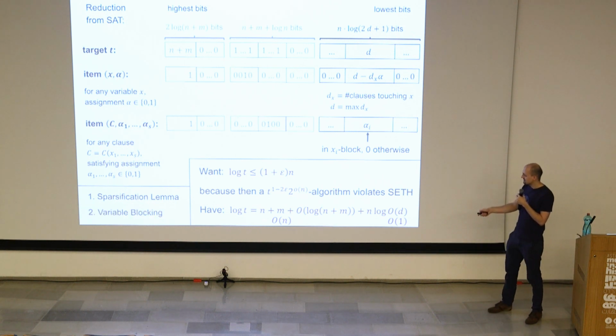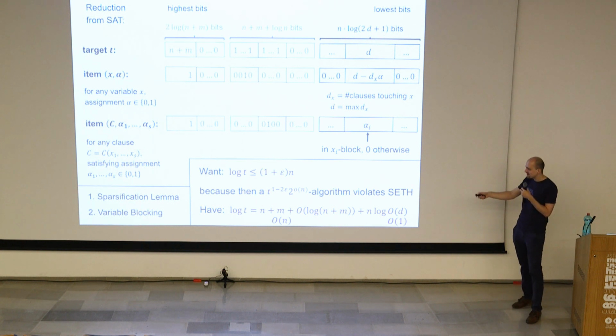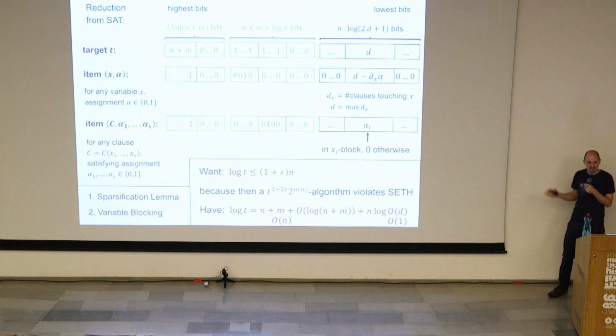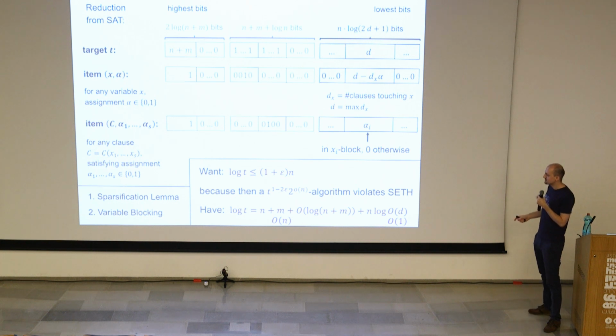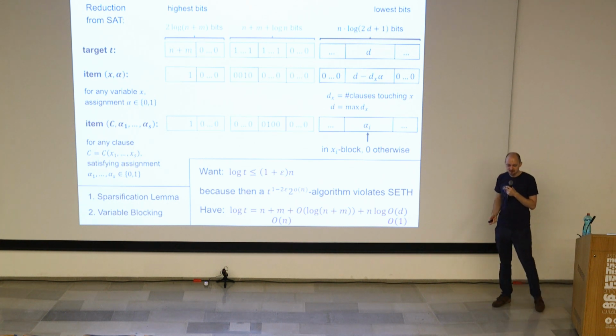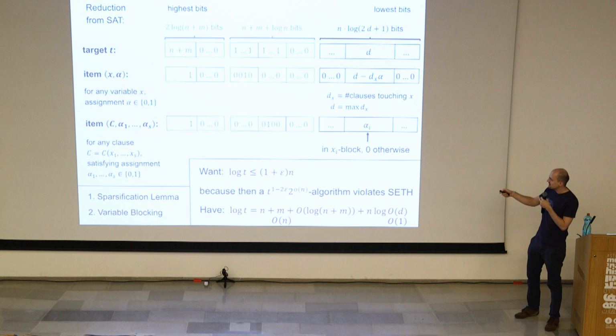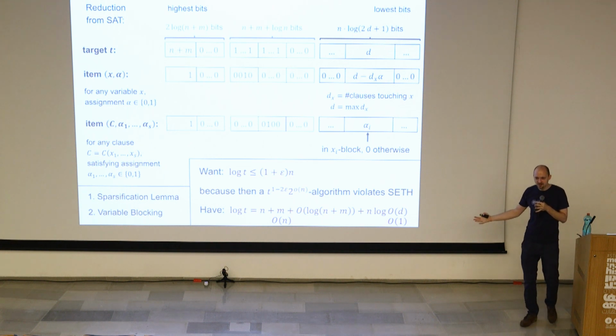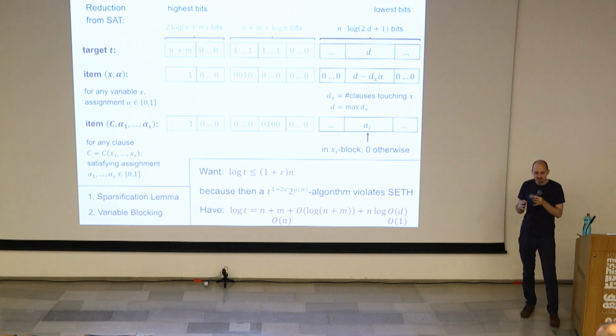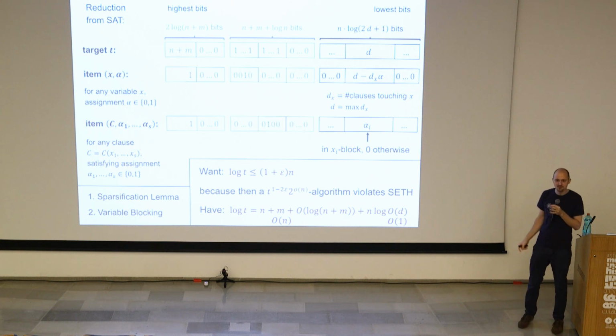But even now, even just the first block of bookkeeping bits here, that's already n, and then we need some additional bits. So how do we get down to 1 plus epsilon n? That seems impossible, right? The second trick is that we block some variables together. Here we spend 1 bookkeeping bit for each variable. That's way too much. So let's block a large constant number of variables together and spend 1 bookkeeping bit only for every 100 variables, something like this.